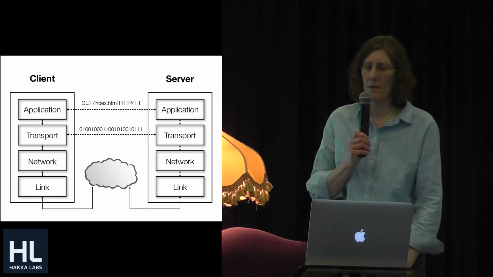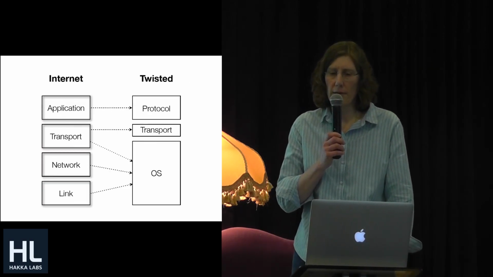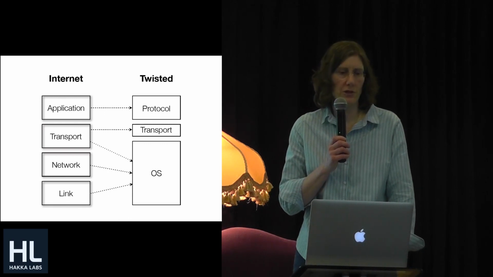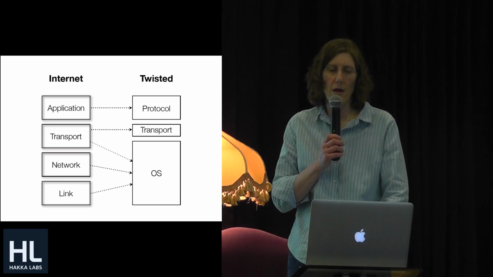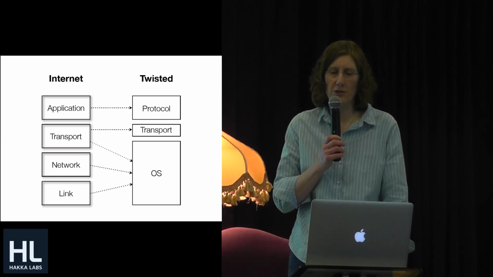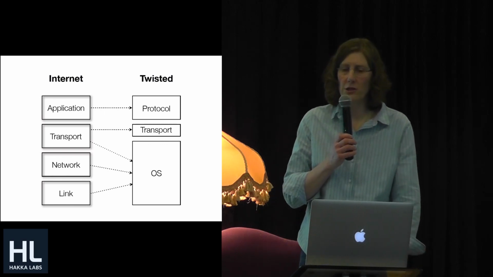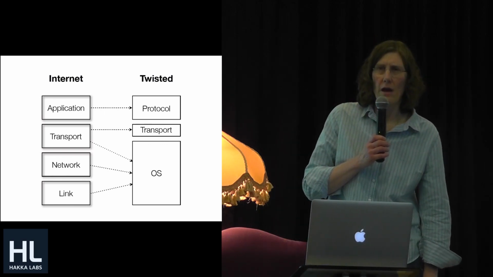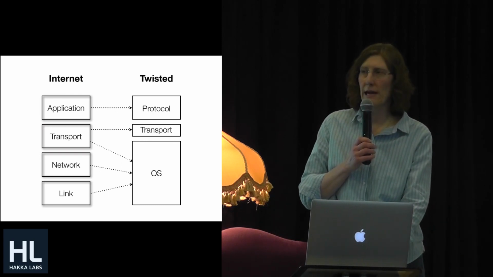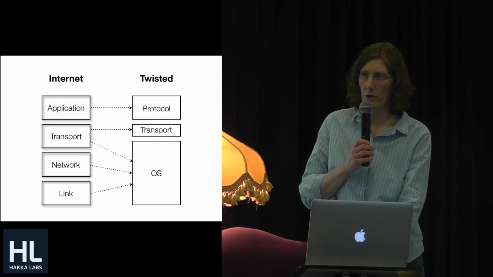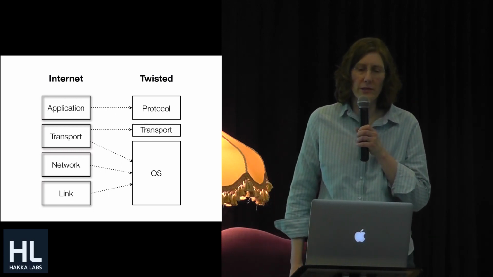Let's see how the 4-layer internet model maps into Twisted. Twisted relies on the operating system to provide link and network layer functionality, and it uses the sockets API for some transport layer functionality. But Twisted provides a transport abstraction which hides the details of sockets. The equivalent of the application layer in Twisted is called a protocol. The terminology here can get confusing, so I'll be careful to distinguish between application layer protocols and Twisted protocols. Twisted uses 3 basic abstractions for all of its networking.